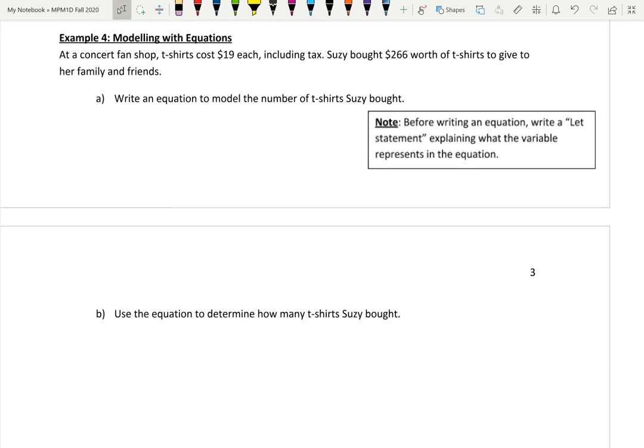Modeling with equations. At a concert fan shop, t-shirts cost $19 each, including tax. Susie bought $266 worth of t-shirts to give to her family and friends. Write an equation to model the number of t-shirts Susie bought. Okay, so I'm going to first start off by writing something called a let statement.